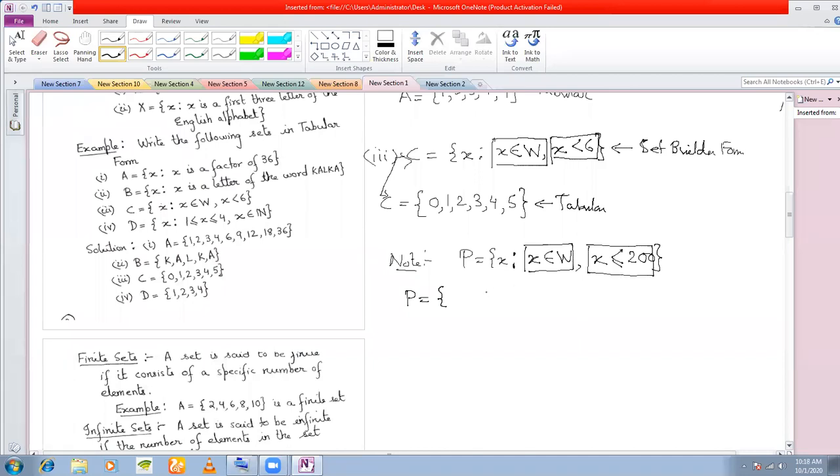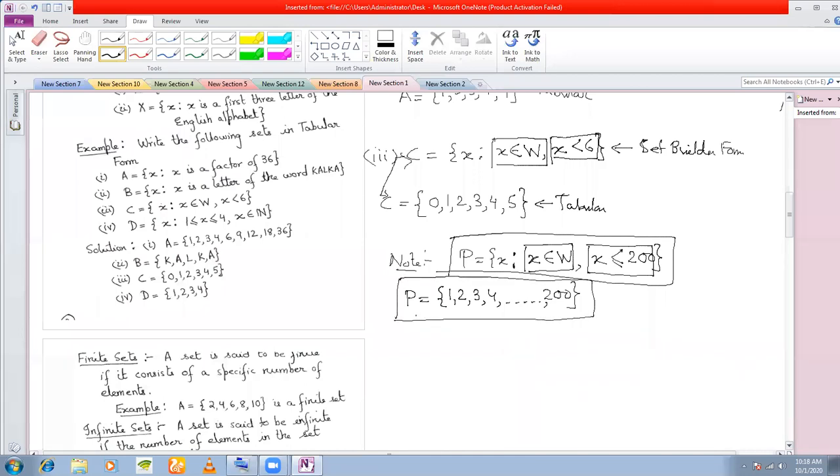So how will you write this in tabular form? Are you actually going to write 1, 2, 3, 4 and continue till 200? No. So in this case, you see that the set builder form is very useful in writing sets, unlike tabular form, where you cannot waste time writing such huge sets.